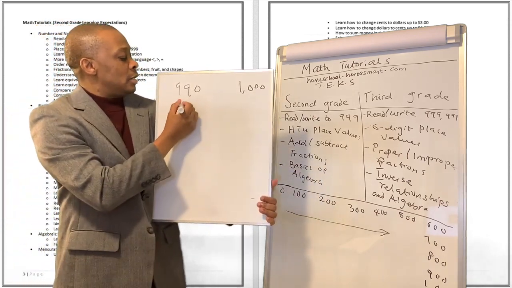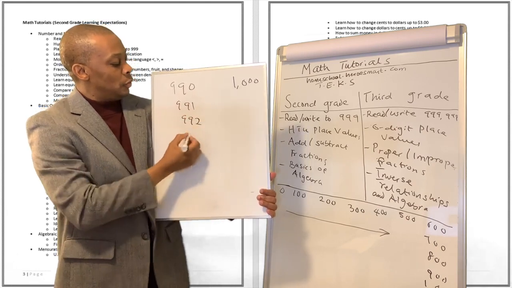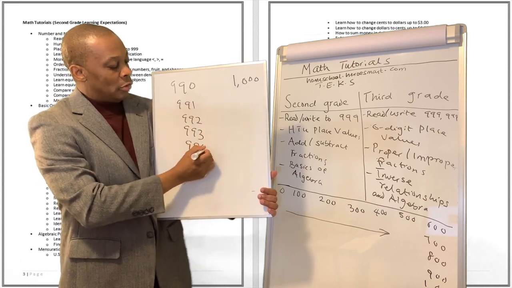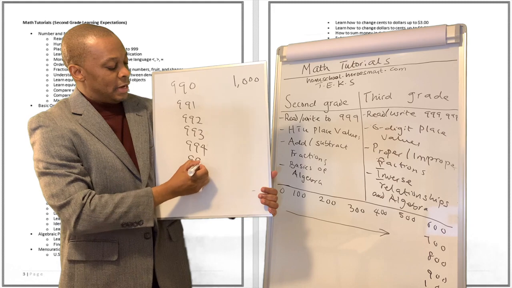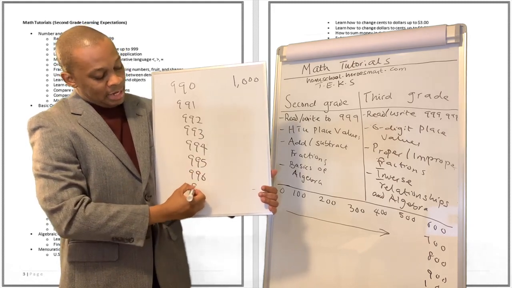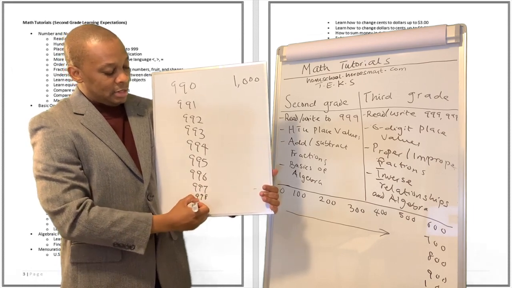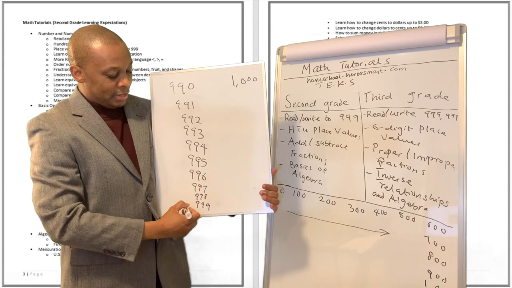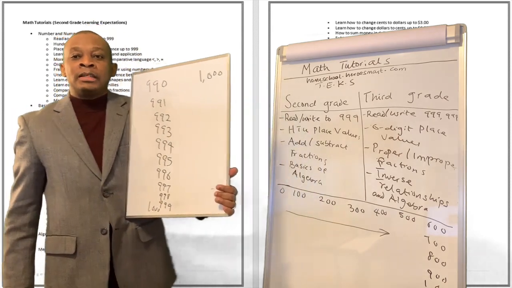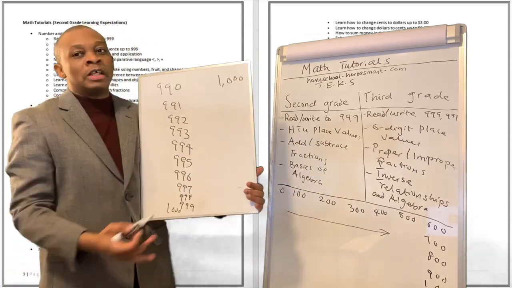So you can tell them 991, 992, 993, 994, 995, 996, 997, 998, 999, and then 1000. So that's how you can potentially help a child to count from 0 to 1000.